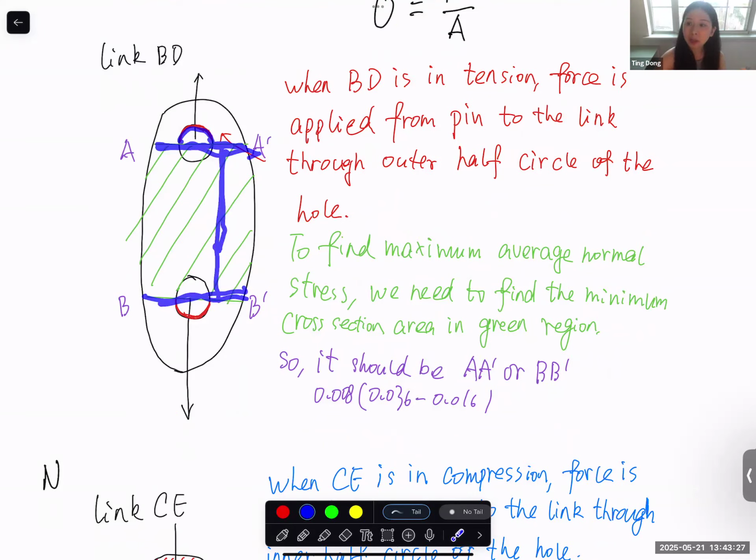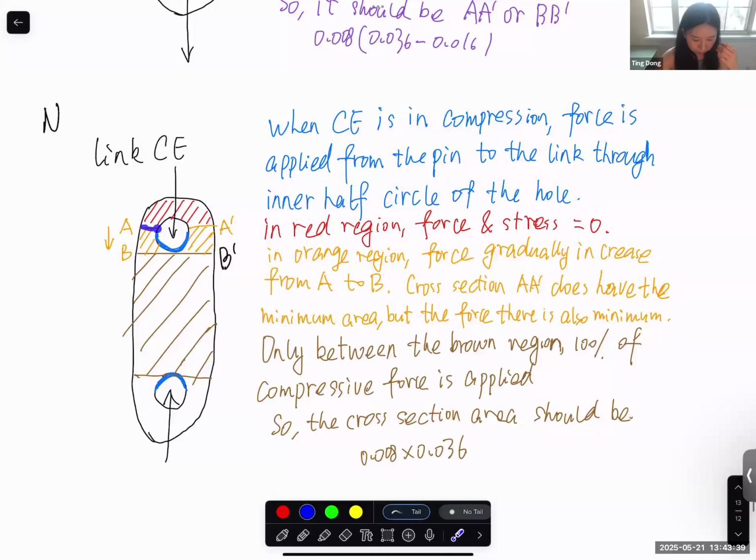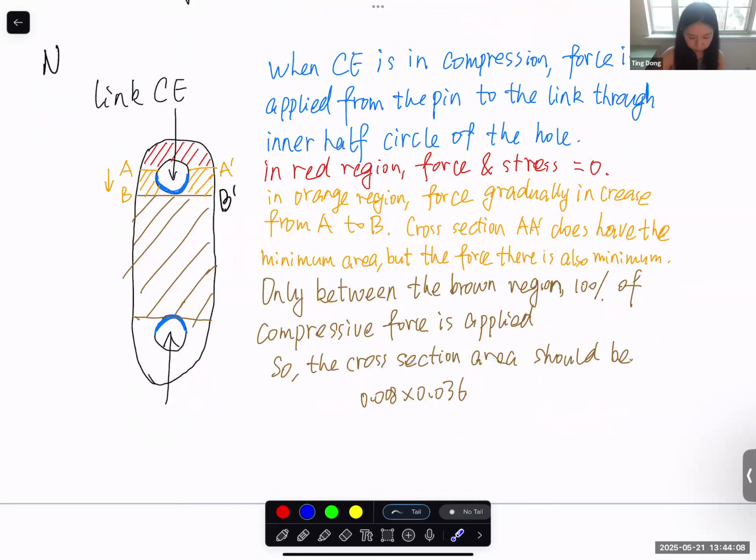So to find the maximum stress, we just need to figure out where the minimum area is. The minimum area is located here. You just need to subtract this empty part, this fastener hole part. And for compression, this place has minimum area, but this place also has minimum force, right? It starts from 0 here, and only at the bottom part of the fastener hole do you have 100% of the internal compressive normal force applied. So this is the location that has 100% internal force, and in the compressive situation you need to use the full cross-section area.